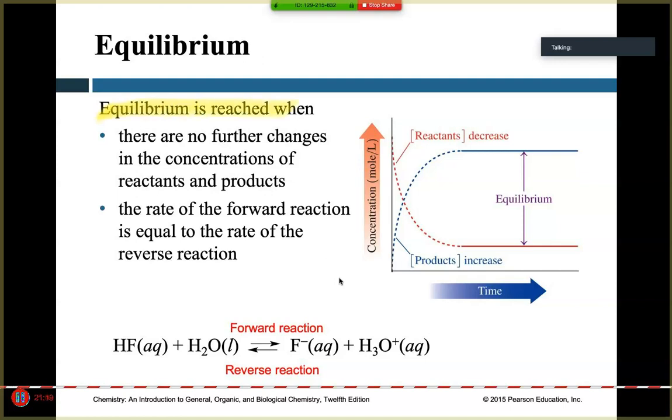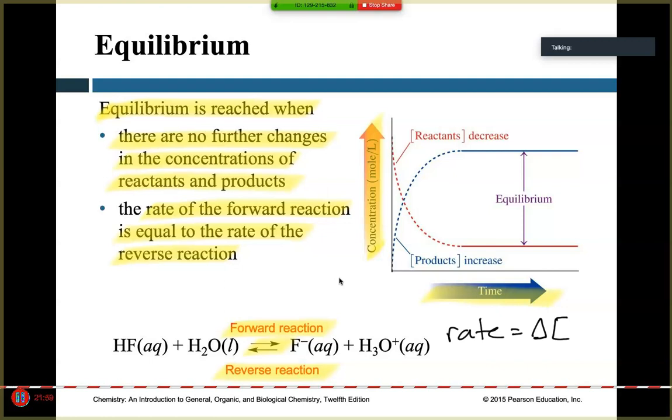So that gets me into what happens when equilibrium is reached. Just like I was saying, there are no further changes in the concentration of reactants and products. Why? Because the rate of the forward reaction is equal to the rate of the reverse reaction. So there's my forward, there's my reverse, there's my equilibrium arrow. And if I look at this as a graph, I have concentration on the y-axis versus time, and the definition of rate, which we've seen before: delta means change, brackets mean concentration, and delta again means change, in time.